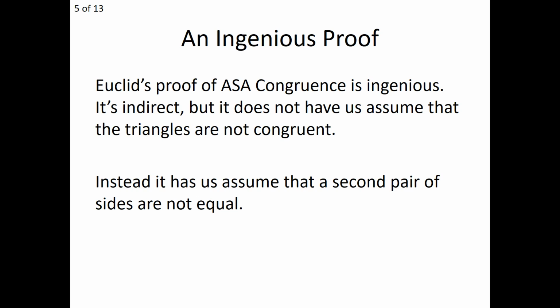But here's the big picture about congruence. Just because we assume it's not congruent doesn't mean that every single part does not match up. All we have to do is assume that one part does not match up, which then means they wouldn't be congruent, right? We have to have identical lists. So Euclid, instead of assuming they're not congruent, assumes that there's a second pair of sides that are not equal to each other. So let's take a look at that.